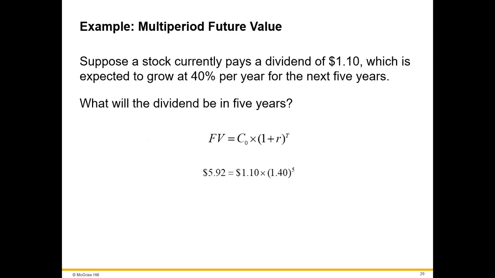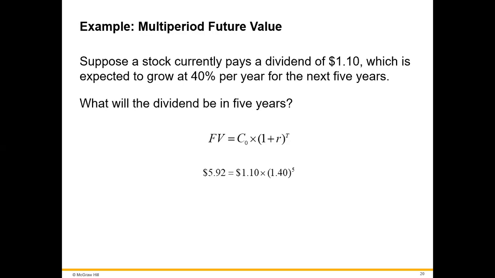Suppose the stock currently pays $1.10 in dividends, which is expected to grow at 40% per year for the next 5 years. What will be the dividend in 5 years? So today, the dividend is $1.10. So present value is then multiplied by 1 plus the return, 40%. So 1 plus 40% is 1.4 to the 5th power, which is 5 years.